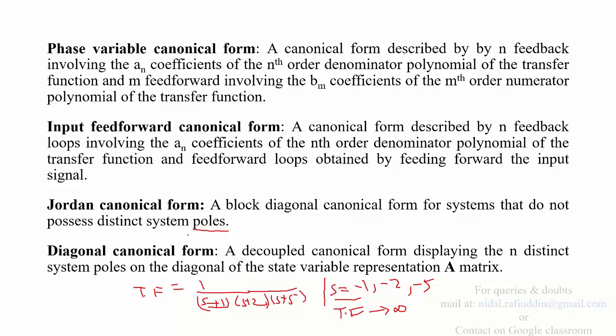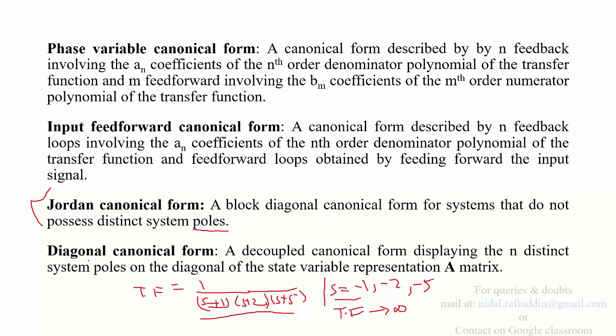If you have a system with distinct poles like this, then it can be represented in Jordan canonical form, and it can be done by taking the partial fraction of each term, and you'll have three parallel paths. I'm not going into the detail of this, and if anyone of you is interested, you can look into the books. In this type of state model, you'll have parallel paths depending upon the order of s given in the denominator. So if you have a third order denominator polynomial for a third order system, you'll have three paths in parallel in the state model.